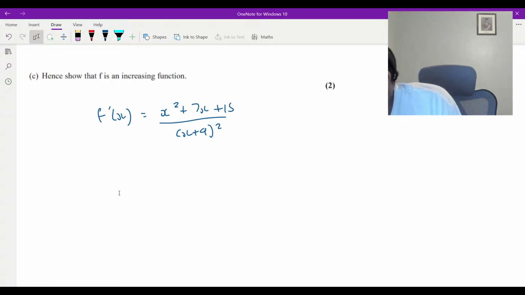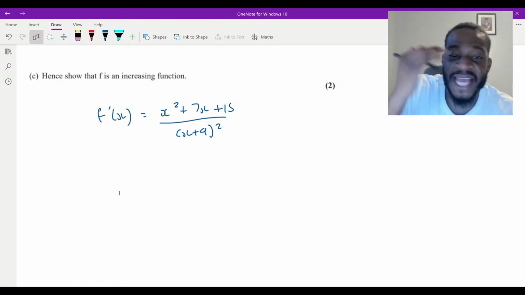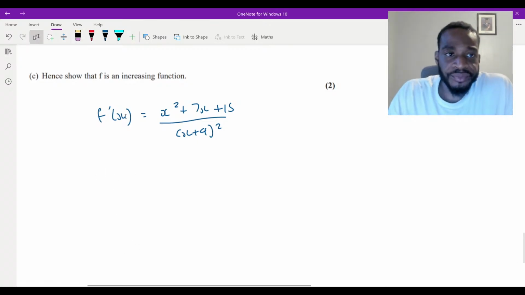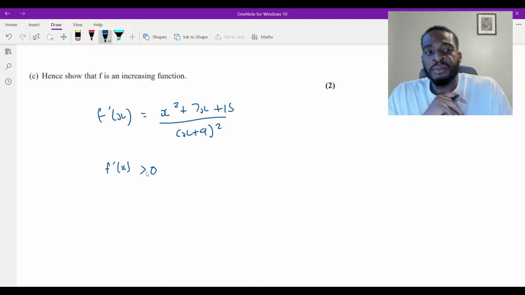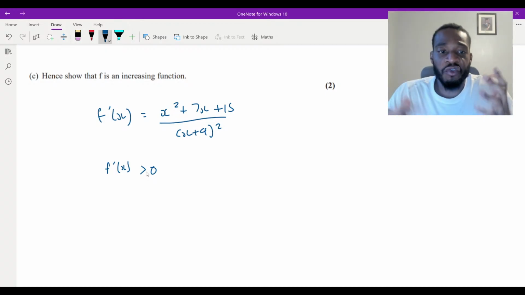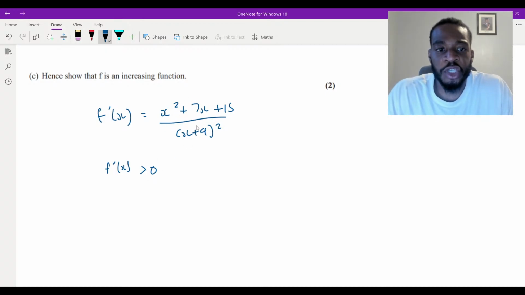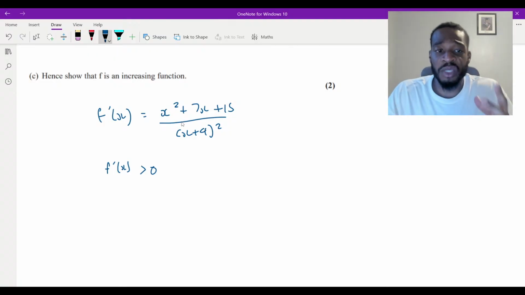Yeah. So what you want to do is inspect this. If f is an increasing function, that means that your gradient function is greater than 0, isn't it? So if your gradient function is greater than 0, then that will prove that it's increasing. Now, this is our gradient function. So we need to show that this here is always positive.